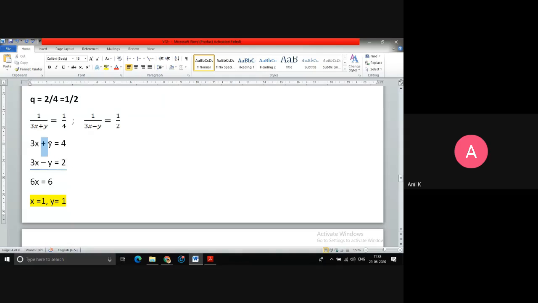Now here also this is plus y and this is minus y. Opposite signs, so still I am not going to change the signs here. So 3x plus 3x is 6x. Plus y minus y is 0. 4 plus 2 is 6. So 6x equals 6. Then x is going to be 1. So substitute this x value in either this equation or this equation, then you will get y value is also 1. So x value is 1 and y value is also 1.